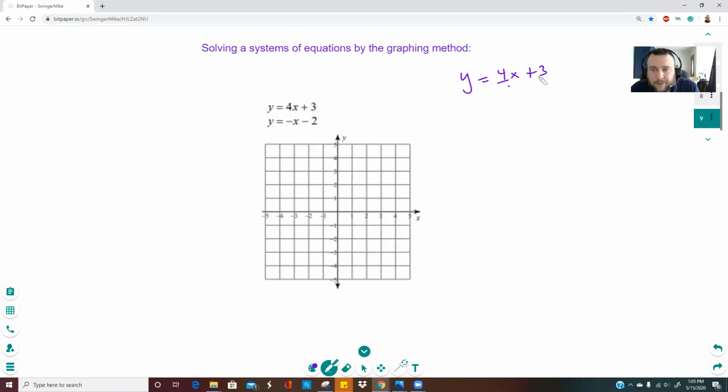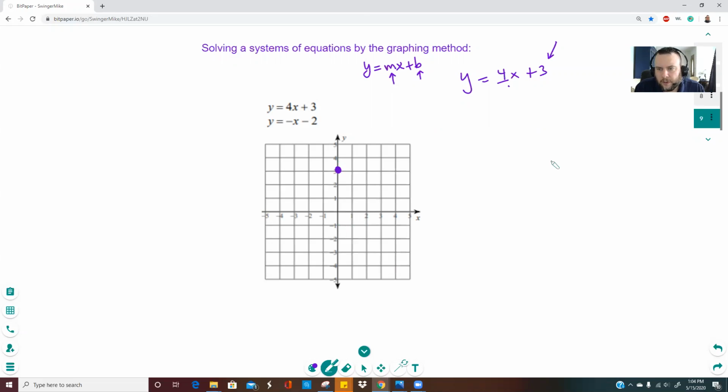And how we graph, real quick, is we plot the y-intercept. y equals mx plus b, right? We plot the b first. The y-intercept is 3. So we're going to go up to 3 on the y-axis because that's the y-intercept, okay? And then after we do the y-intercept, we're going to use the slope. And the slope is your m value, okay? So your slope in this case is 4.